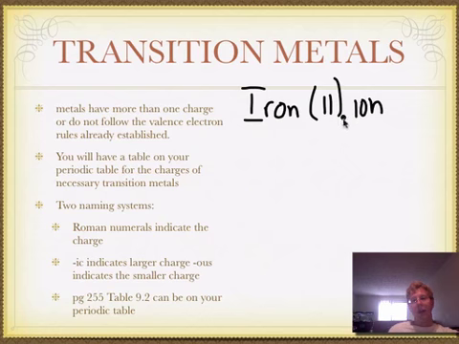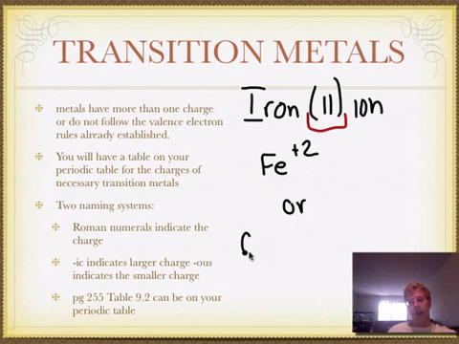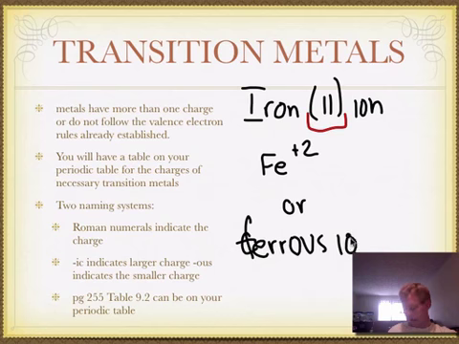What this Roman numeral here indicates is the charge on our iron. So it would be an Fe plus 2. I could also have written this as ferrous ion, and that would also be an Fe plus 2. But unless you know the charges, the classical names are very difficult to use. So for the most part, I'm going to use the stock name, or the Roman numerals as also referred to.